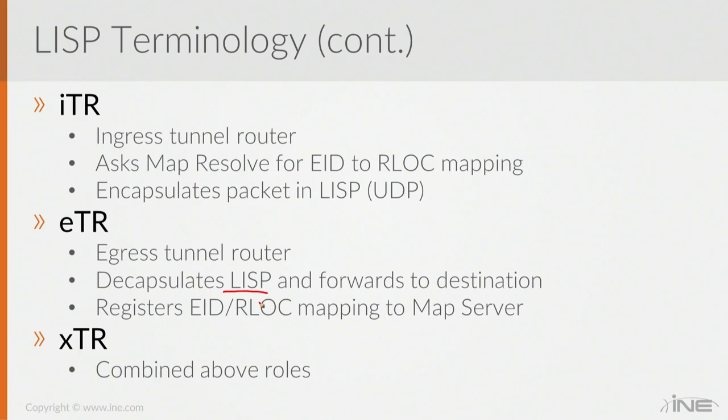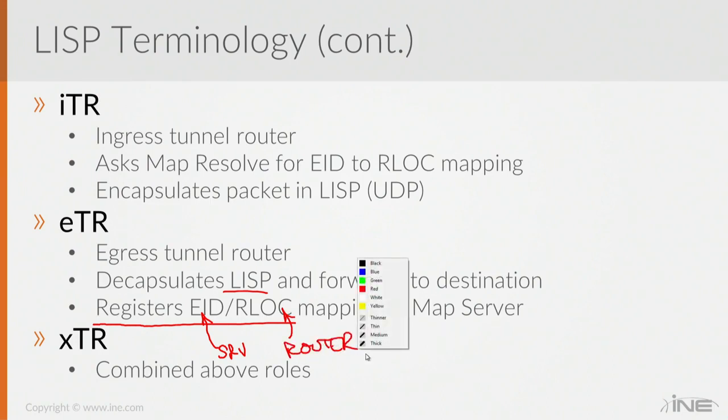The egress tunnel router is also the one that's telling the map server what is the resolution between my endpoint ID, which is like my server, and the routing locator, which is the router's IP address.